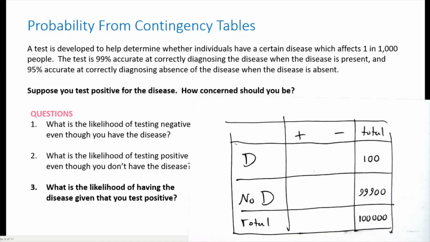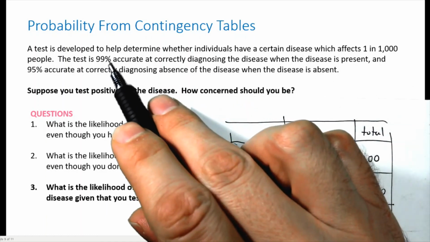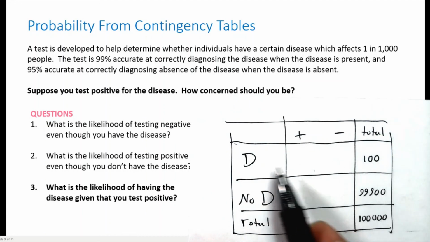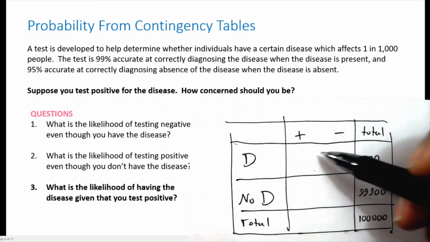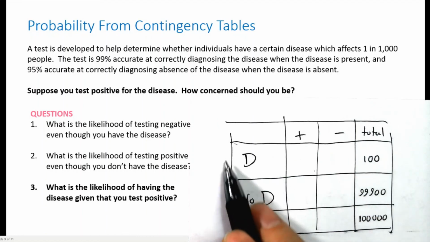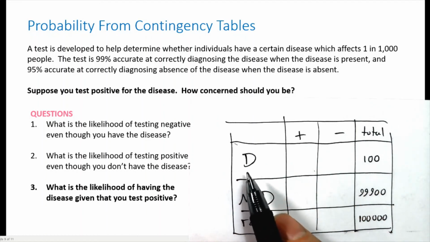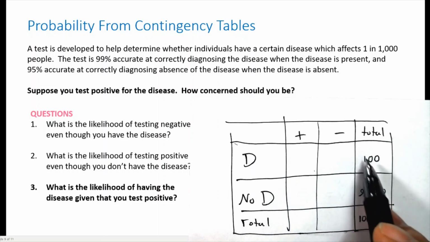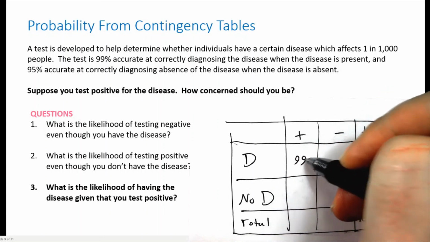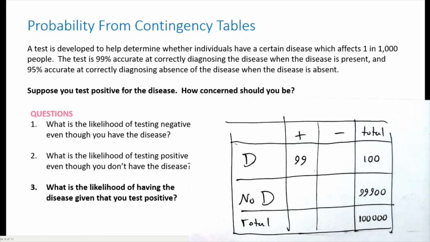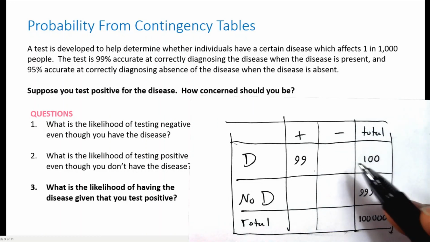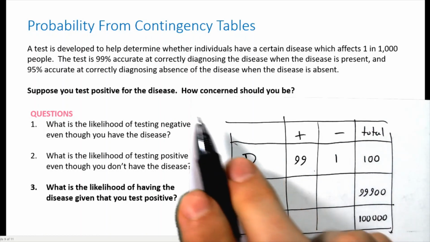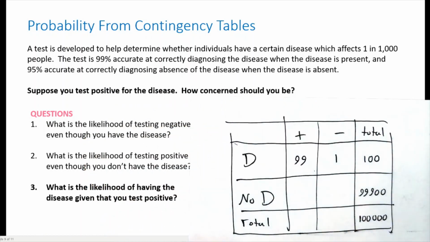Now, the test is 99% accurate at correctly diagnosing the disease when it's present. So if you actually have the disease, if we're in this row, the test is 99% accurate at correctly diagnosing it. So of these 100 people, 99 of them will test positive. But one of these people that have the disease will test negative. That's what this 99% accurate part means.